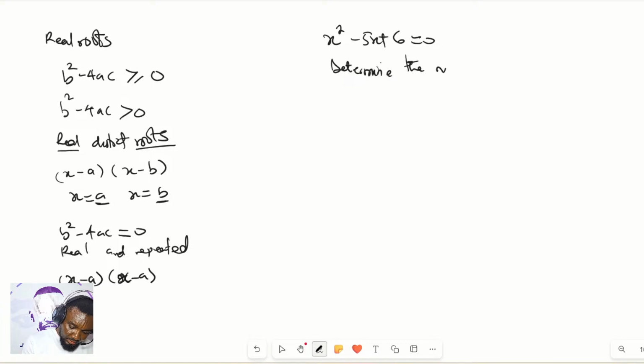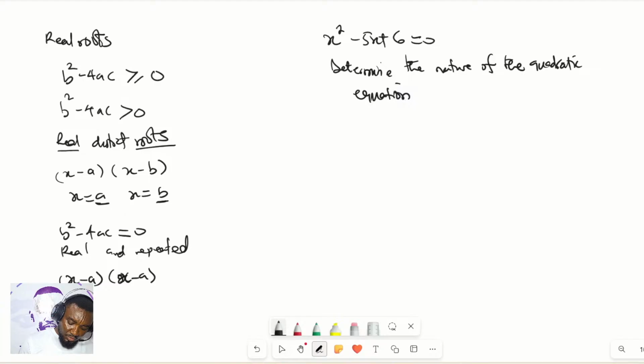the nature of the quadratic equation. You want to determine the nature of the quadratic equation. So one thing we must look at is that first we must compare this quadratic equation with the general form of the equation, which is ax squared plus bx plus c is equal to 0. We are comparing it with the general form, ax squared plus bx plus c equal to 0.